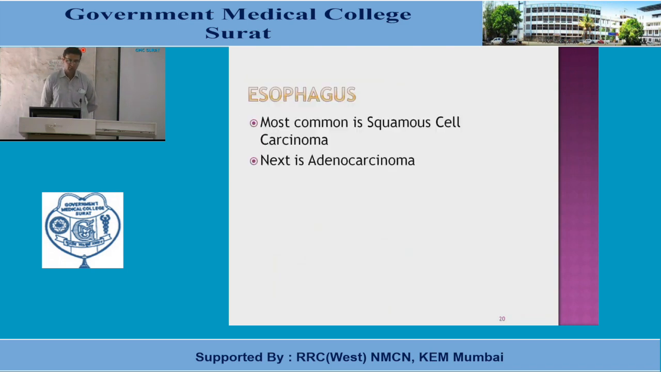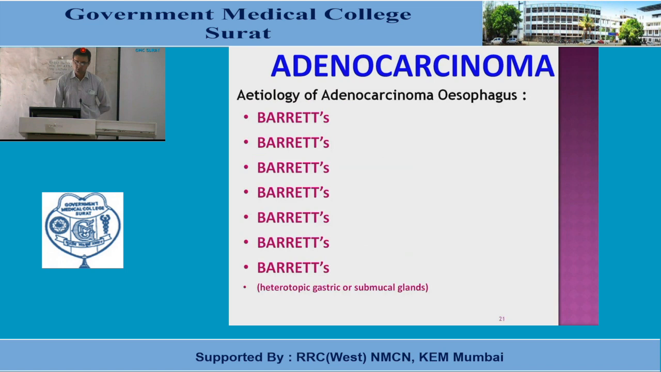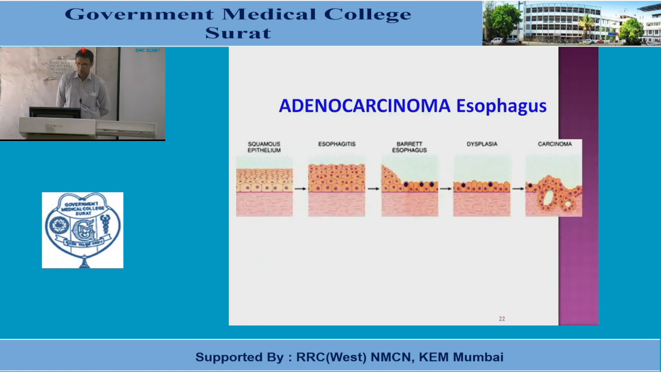Now the esophagus. The most common lesion is squamous cell carcinoma and next is adenocarcinoma. The most common etiological factor of adenocarcinoma of the esophagus is Barrett's esophagus. Here there is the development of the carcinoma. First of all, there is normal squamous epithelium, then chronic esophagitis which develops into Barrett's esophagus, squamous metaplasia, and then dysplasia, and lastly there is development of esophageal carcinoma.